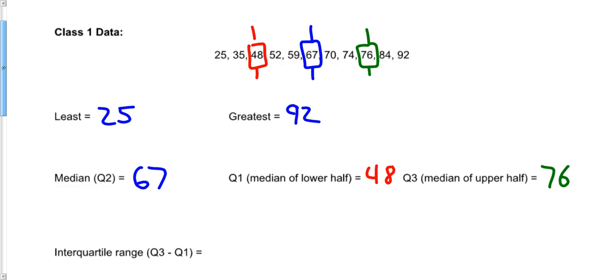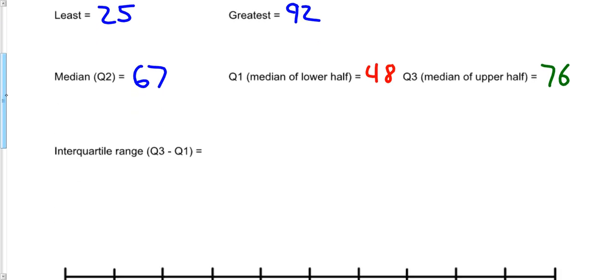Okay. So now I want to figure out what's my interquartile range. Interquartile range is the distance, or the difference, between your Q3 number and your Q1 number. So in this particular instance, my Q3 number is 76, and I want to subtract my Q1 number, which is 48. And so my interquartile range is simply 76 minus 48, which is 28. That means there's 28 units between my Q3 number and my Q1 number.